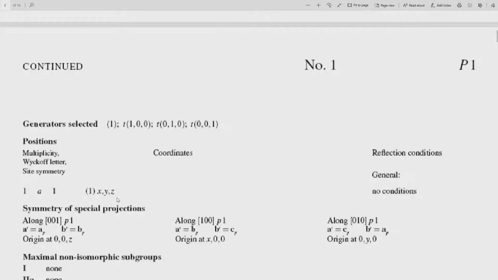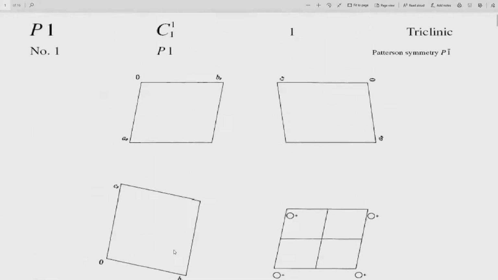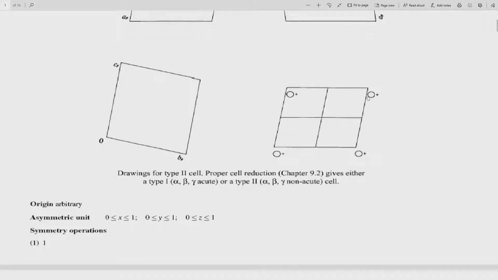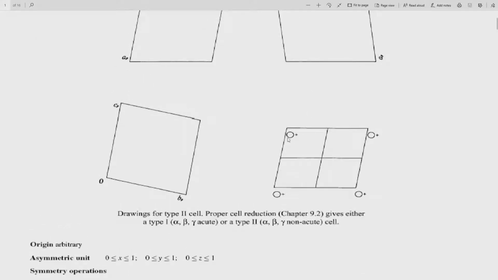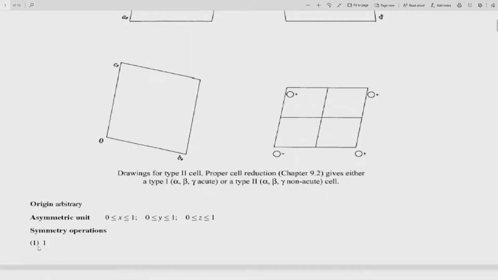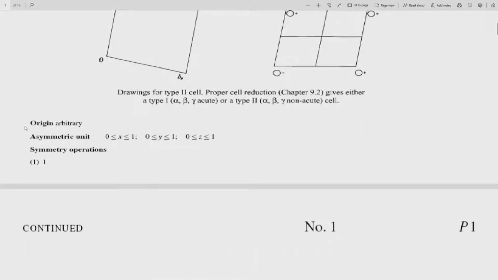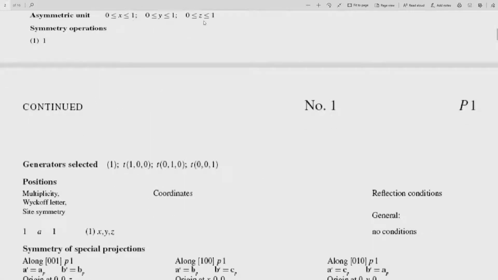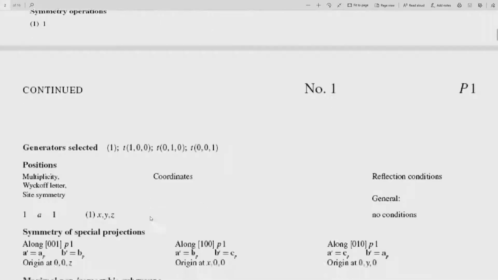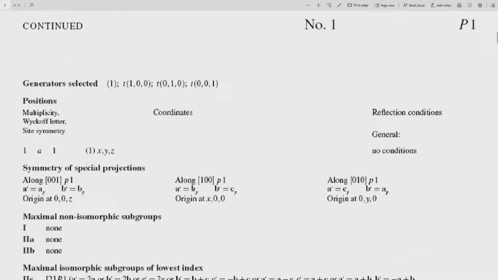So, P1 is the number 1 space group which has no symmetry other than the 360 rotation symmetry, and all the specifications which are given here fully qualify this space group P1. On the symmetry diagram here, and of course the equivalent point positions, we indicate the number of equivalent points in the unit cell, which happens to be 1. The symmetry operation is also 1. The asymmetric unit is defined by the unit cell here, and then we have the definition 1 a 1 x, y, z, telling us that there are no further symmetry operations that are possible in this case.